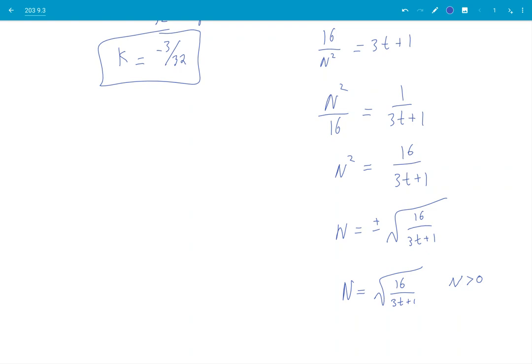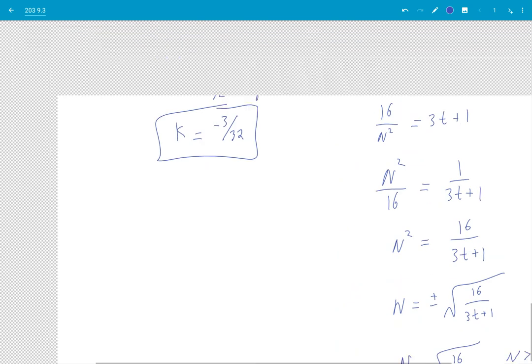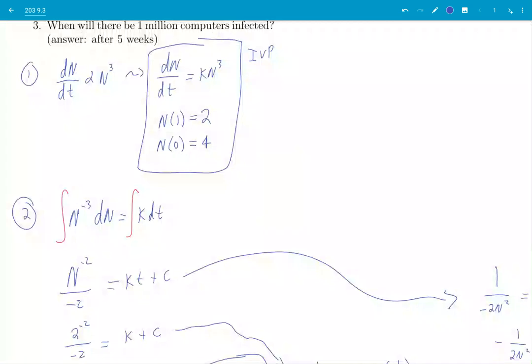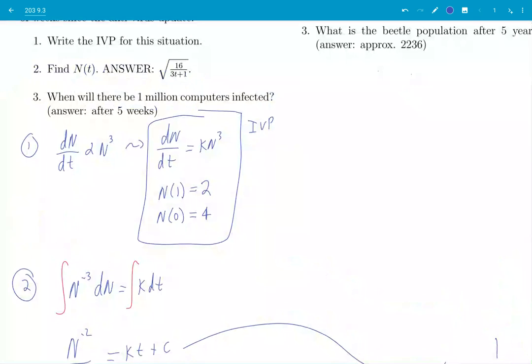So pause and copy if you haven't done so already. I'm going to sneak a peek at the answer to make sure I didn't screw up. Yeah, good job. Okay, part 3. When will there be 1 million? So 1 million, that's an n. So I'm going to plug in n equals 1 and solve for t.